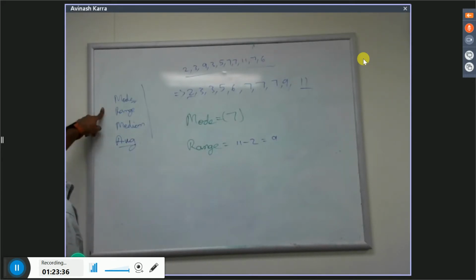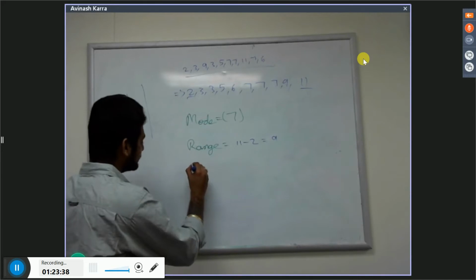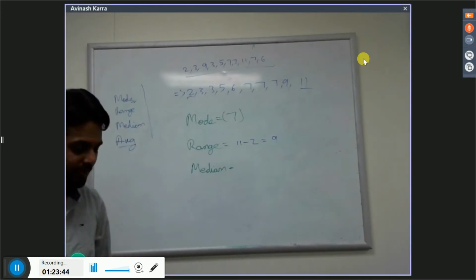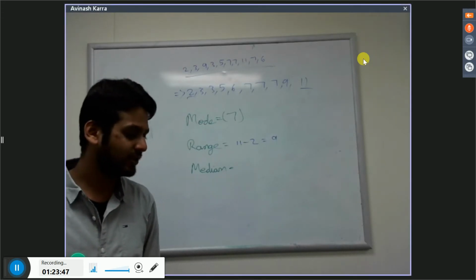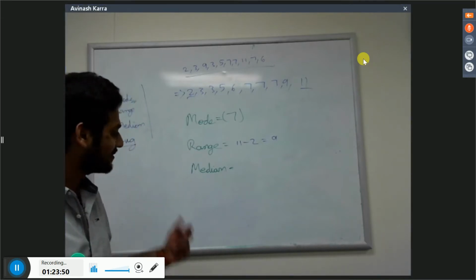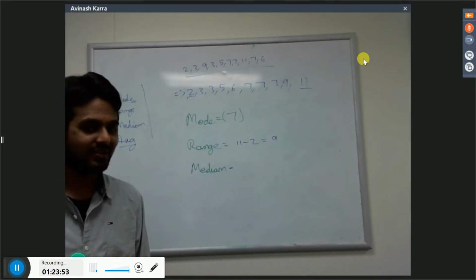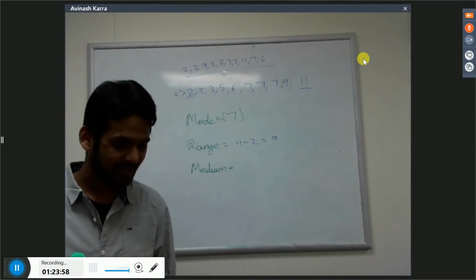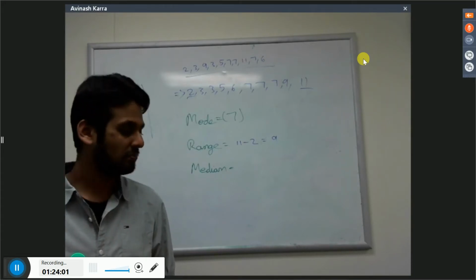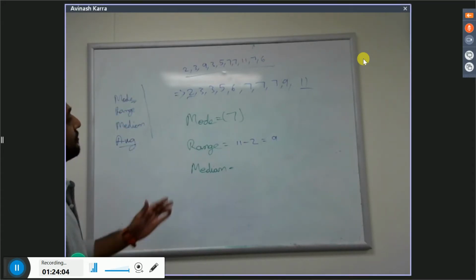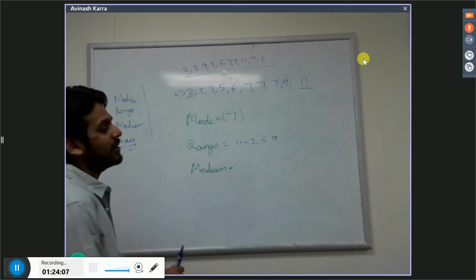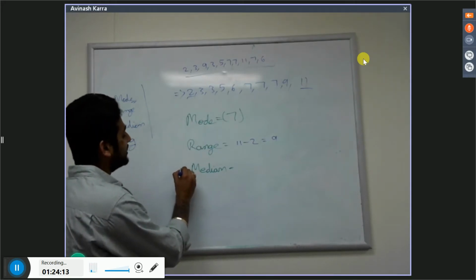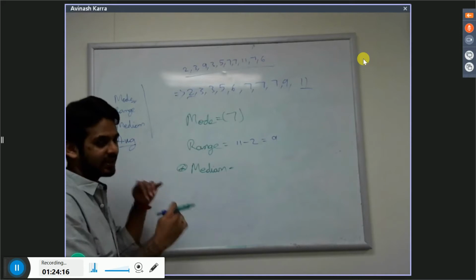Perfect. And what is median? Can anyone say what is median without looking in the book? The middle number. Okay, the number in the middle. Perfect. The number which is in the middle is called median. And median plays a key role for percentiles and everything that comes later.